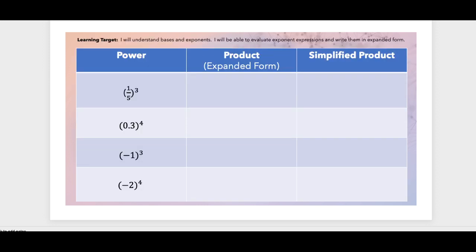Now we're going to look at some examples that have fractions, decimals, or negative numbers as your base numbers. The same rules apply when you have a fraction as your base, except now, instead of multiplying an integer by itself a certain number of times, I'm multiplying a fraction by itself. So 1/5 to the 3rd power means that I'm going to multiply that fraction 1/5 by 1/5 by 1/5. So that's the expanded form. And the simplified product means I need to go ahead and multiply.